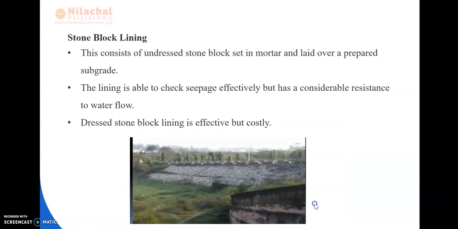Next is stone block lining. This consists of undressed stone block set in the mortar and laid over a prepared subgrade. The lining is able to check the seepage effectively but has a considerable resistance to water flow. Dressed stone block lining is effective but costly. So you can see here the stone block lining images.